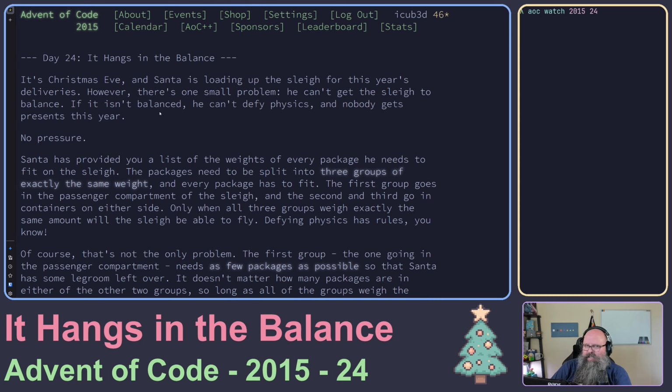So this one is entitled It Hangs in the Balance. It's Christmas Eve and Santa is loading up the sleigh for this year's deliveries. However, there's one small problem. He can't get the sleigh to balance. If it isn't balanced, he can't defy physics and nobody gets presents this year. No pressure. Santa has provided you a list of weights of every package he needs to fit on the sleigh.